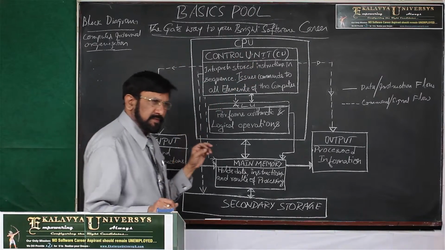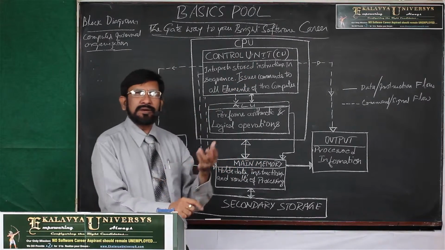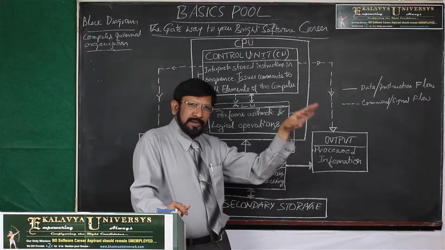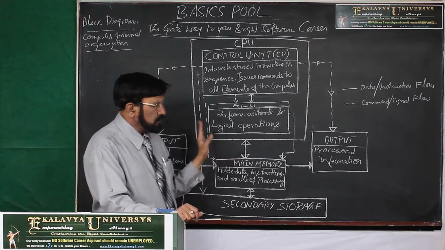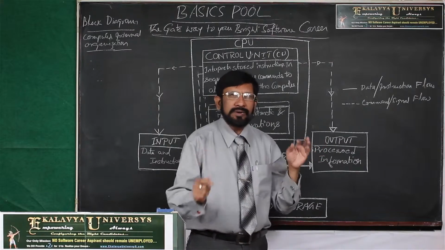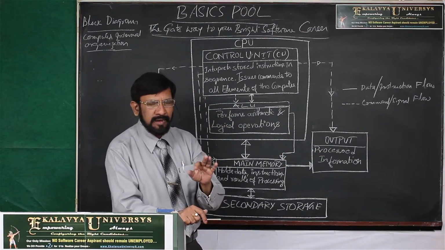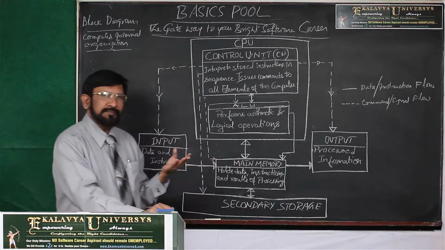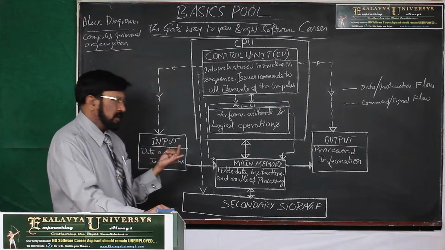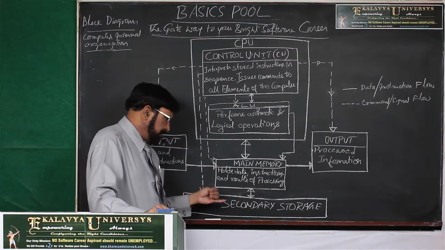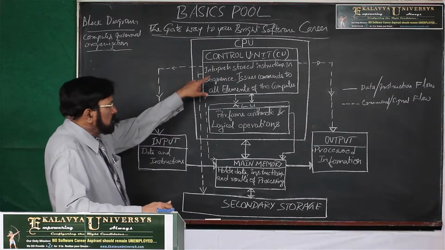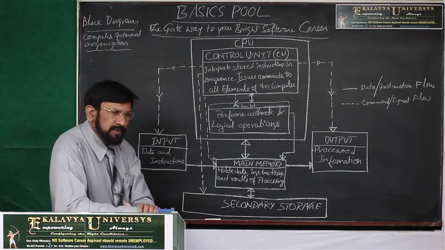Now, first the control unit. The control unit is the boss; subject to its supervision only, all other components in the system should work. That is the basic principle. The control unit is the controller, so it controls every unit in the computer. What are the other 5 units? Input unit, output unit, ALU (arithmetic logical unit), main memory, and secondary memory. There are 5 units, and the control unit controls all of them.